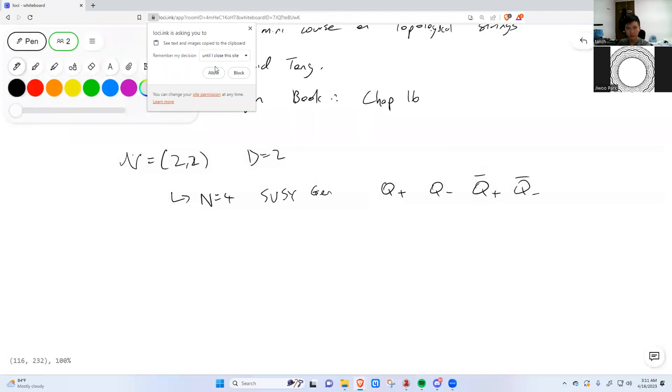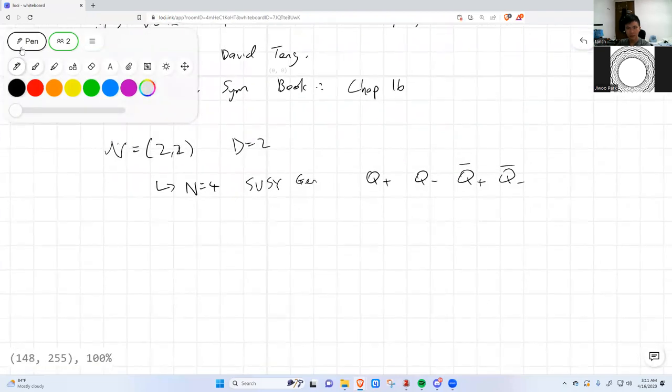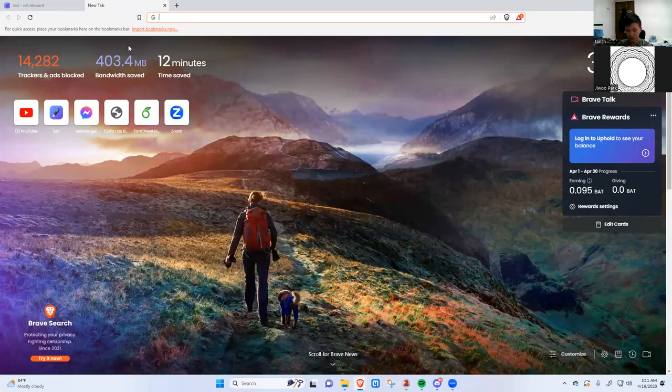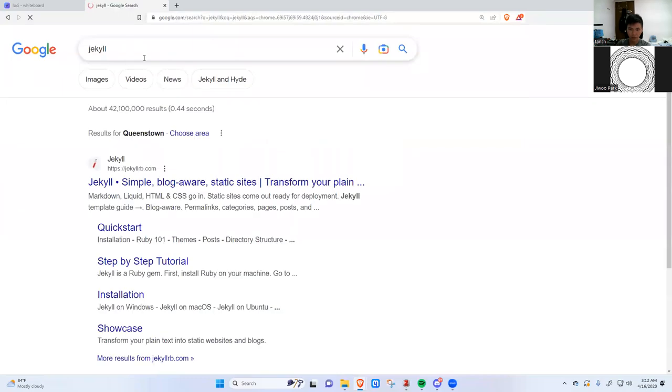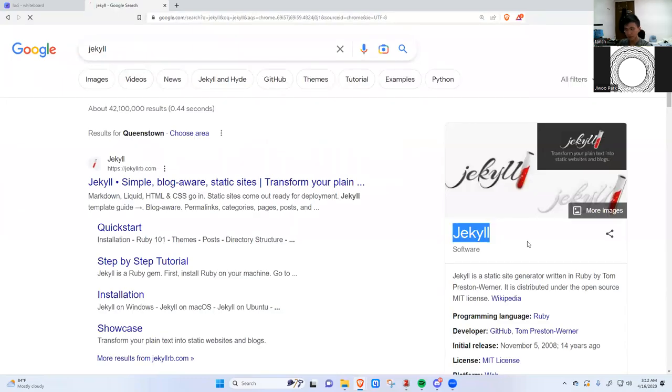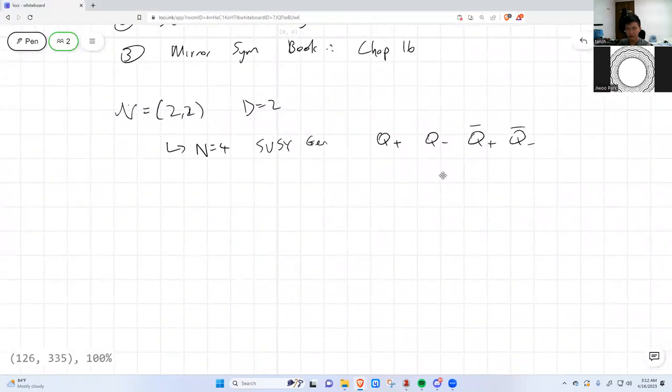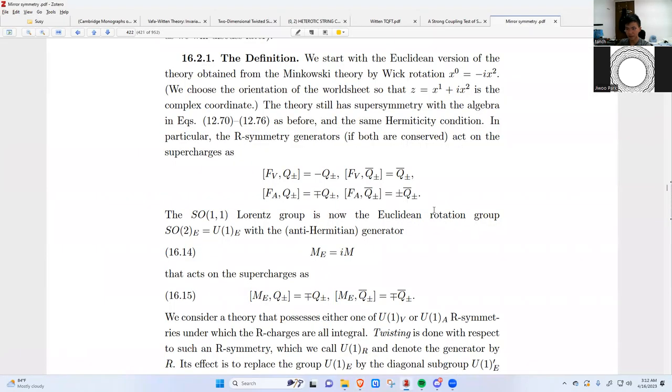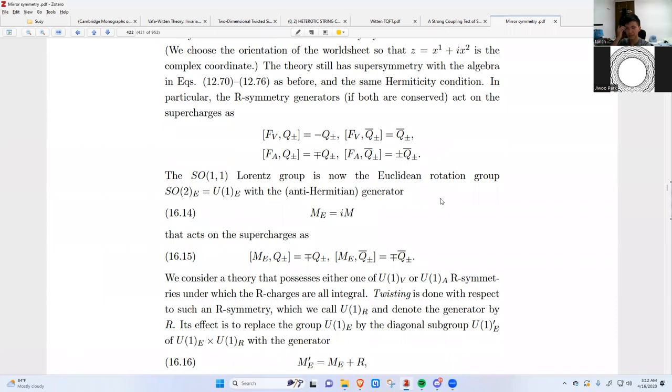Wait, do you need to code to make a GitHub website? I use something called Jekyll. You write it in Markdown, so it's not really code per se. It's just a bunch of Markdown files. Oh, okay. The setup is relatively simple compared to setting up your own website.